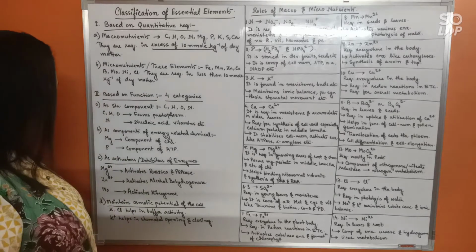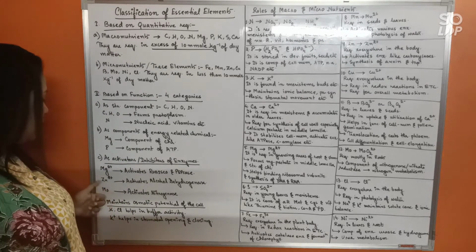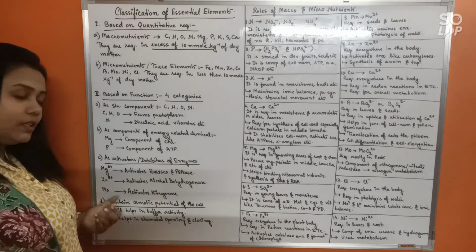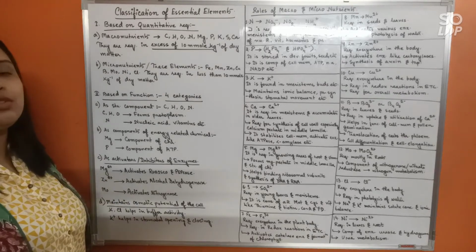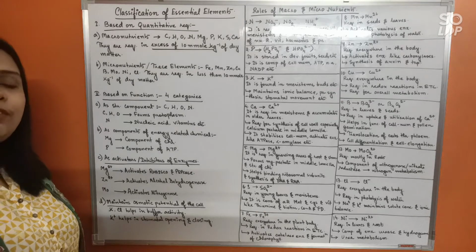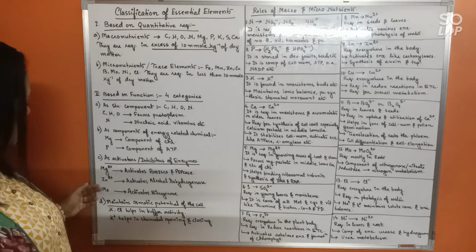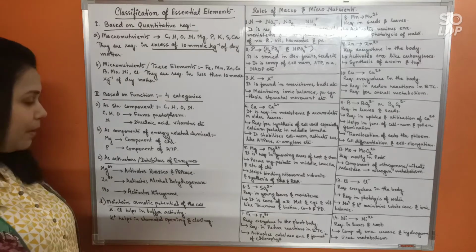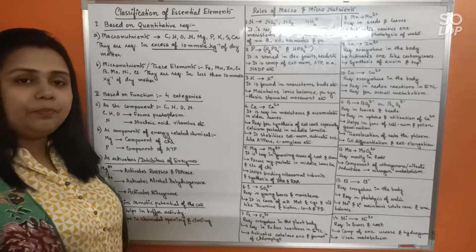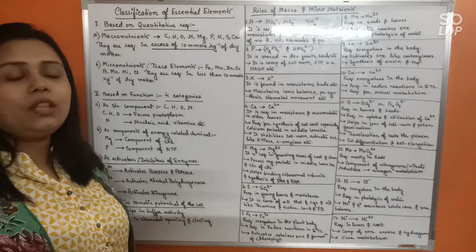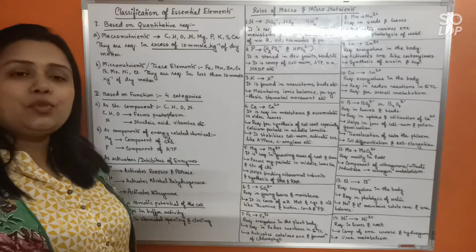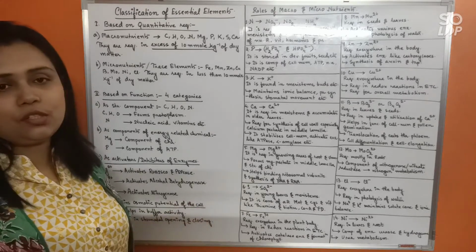Alright. Next, Zn2+. Zinc is going to activate the alcohol dehydrogenase enzyme, which is very much required for the alcohol fermentation process. Next, molybdenum. Molybdenum activates the nitrogenase enzyme or nitrate reductase, and these are the enzymes associated with nitrogen metabolism, which we will learn in the last part of this chapter itself.